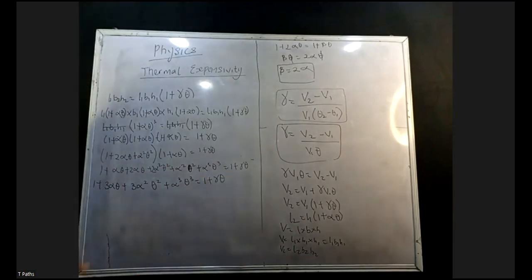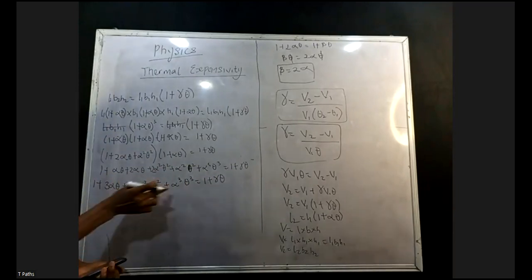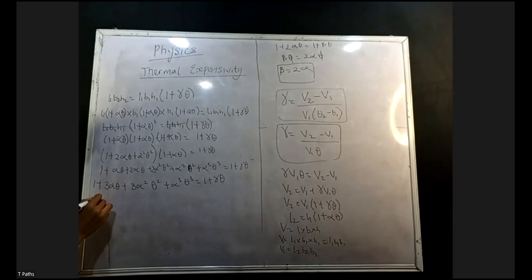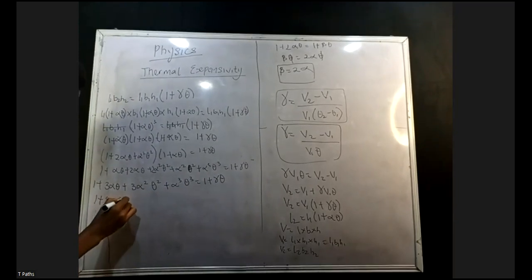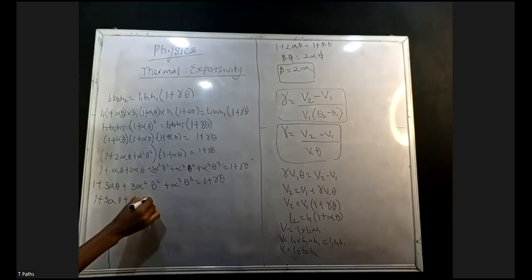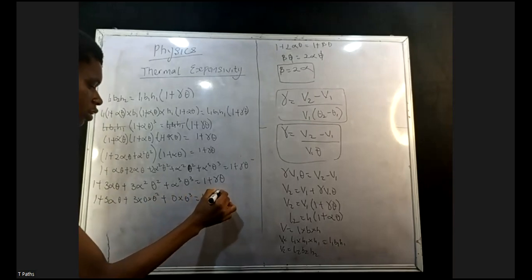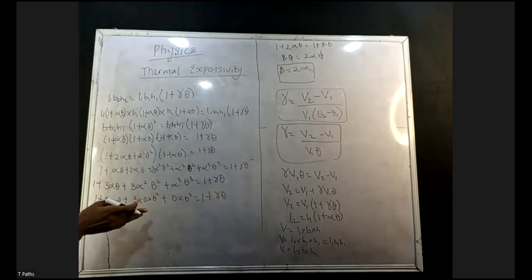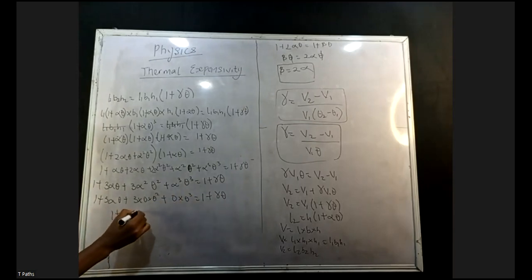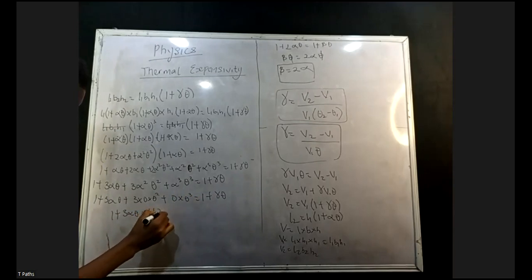Don't forget, I said anywhere you have alpha square and then alpha cube or alpha raised to power 4 or higher powers of alpha, they are very, very negligible. So I'll take these two as 0. So I'm going to have 1 plus 3 alpha theta plus 3 times 0 times theta square plus 0 times theta cube equals 1 plus gamma theta. Anything multiplied by 0 is 0, so these two automatically become 0, and I have 1 plus 3 alpha theta is equal to 1 plus gamma theta.